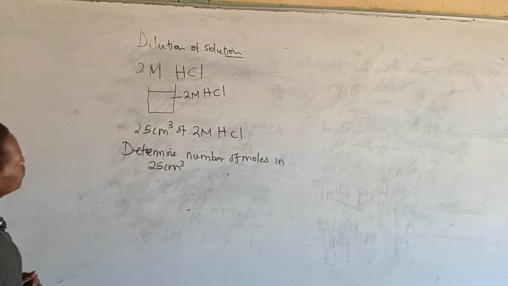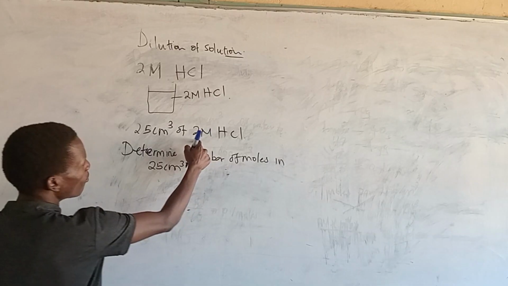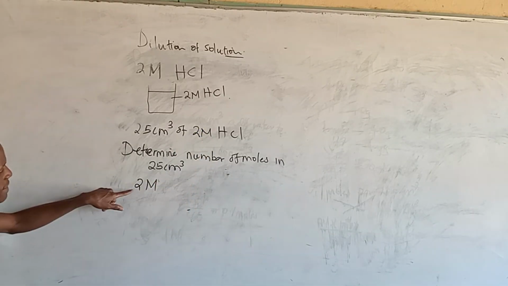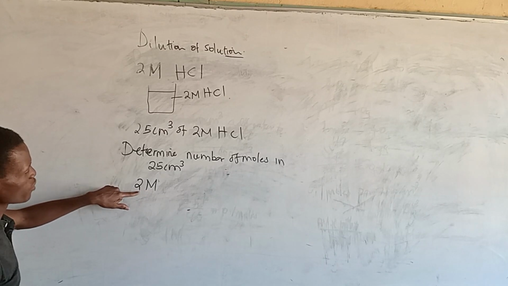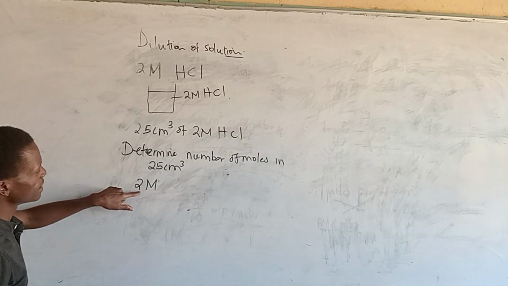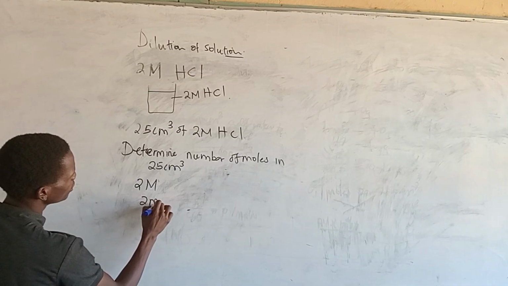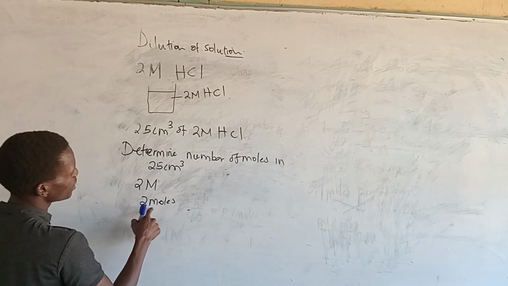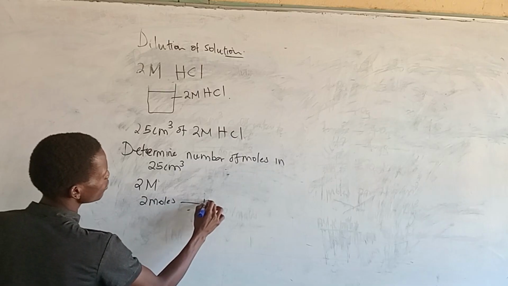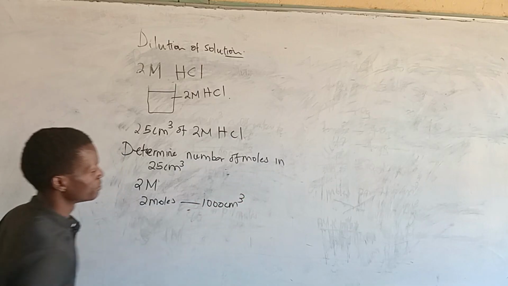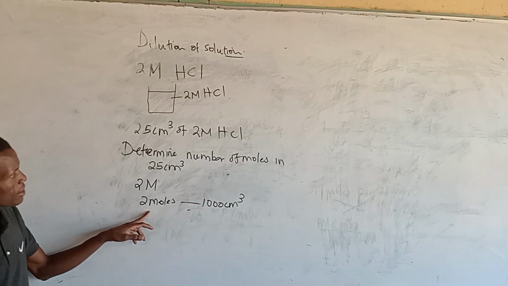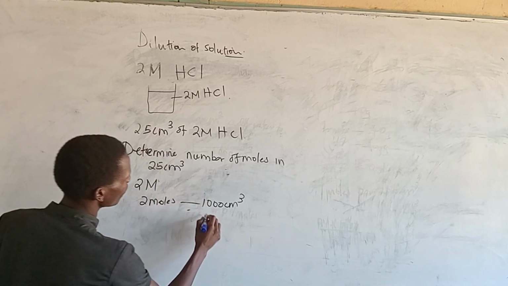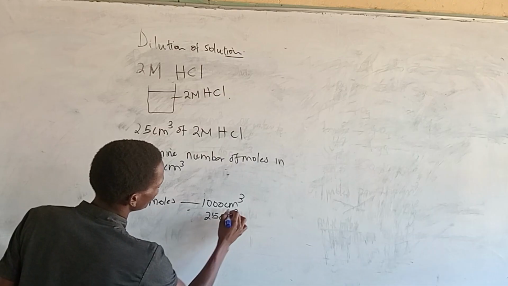Now what we are going to do here, we know that this is a molar solution, and 2M, what this means, any value we are given in molarity, it tells us that these are 2 moles per liter, which is, in other terms, we can say 2 moles in 1,000 centimeter cubed. Now, we would ask ourselves, what moles are we going to have when we pick 25 centimeter cubed?